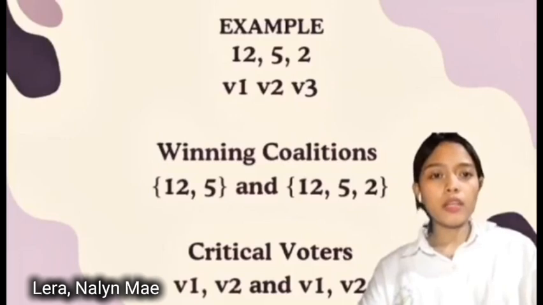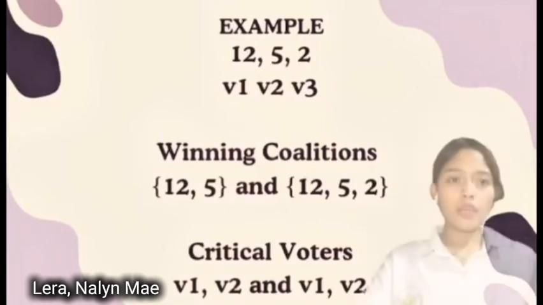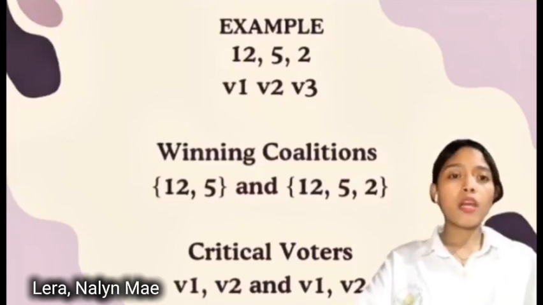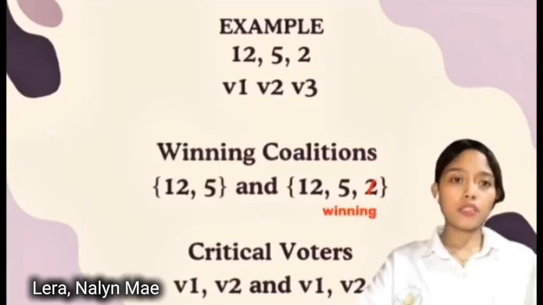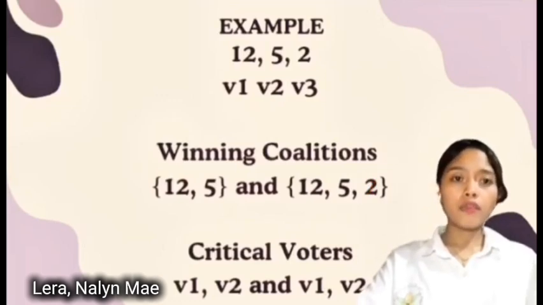So here are the winning coalitions and the critical voters. If you remove this 5, this can't be a winning coalition, so we can't remove it. While in this other coalition, if we remove this 2, it will still be a winning coalition. V1 and V2 can survive without V3. So let's write V1.